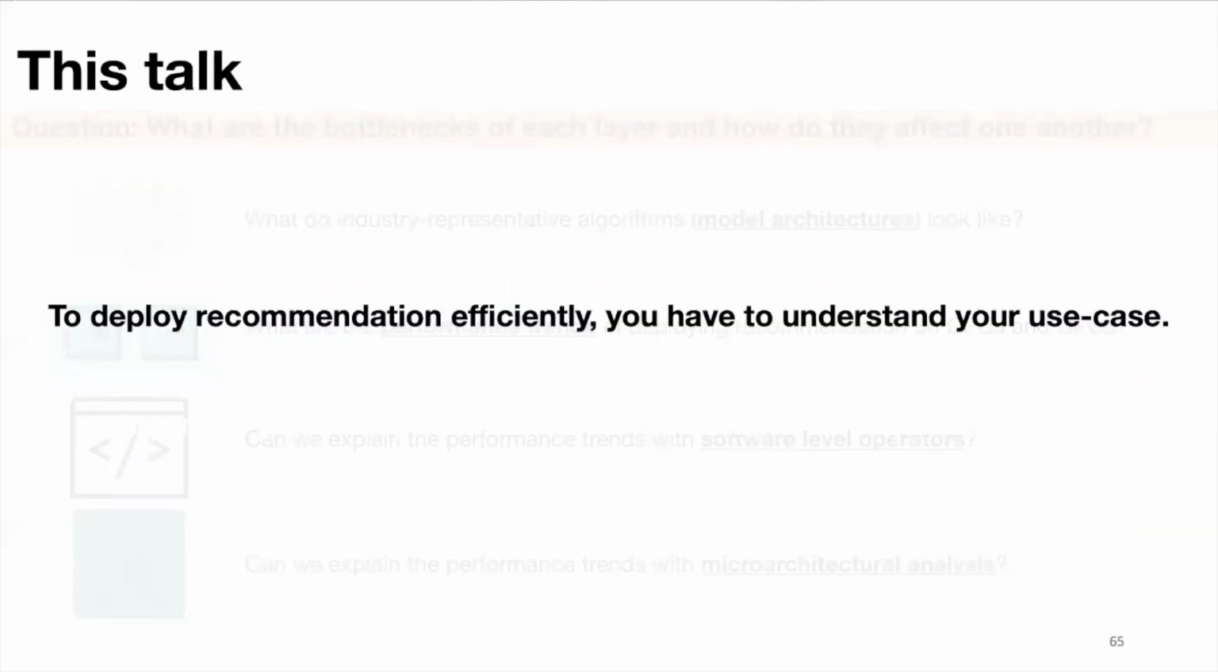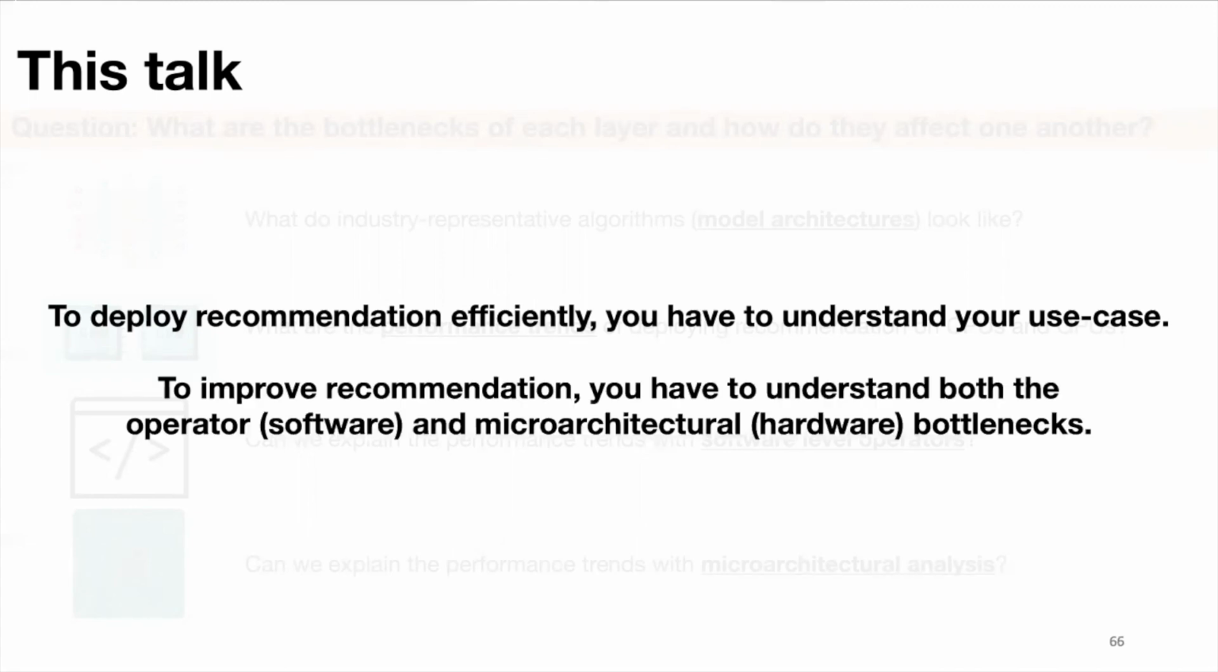If there's anything that you need to remember from this talk, it's this. To deploy recommendation efficiently, you have to understand your use case. What application do you plan on running? And what model architecture does that require? And also, at what scale do you expect to run your model? Second, to improve recommendation, we can find optimization opportunities at both the software and hardware levels. And we can do this by looking at the operator and microarchitectural characterization.